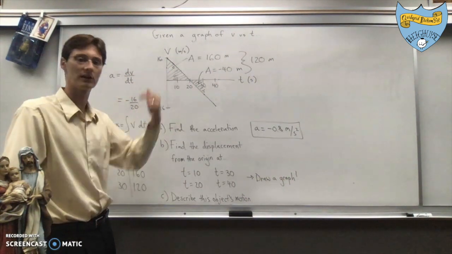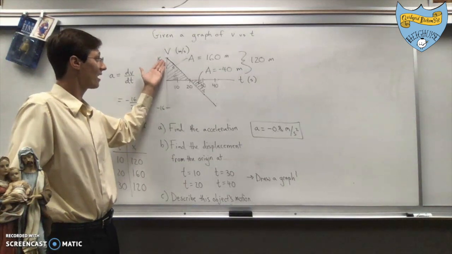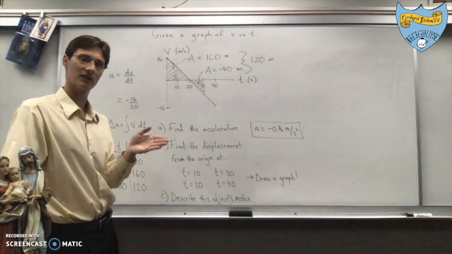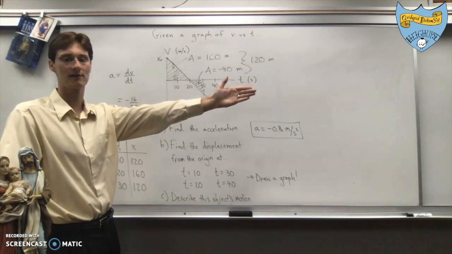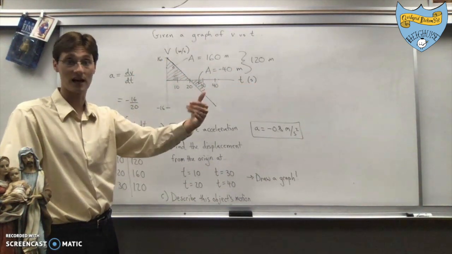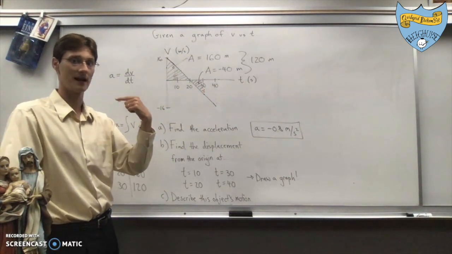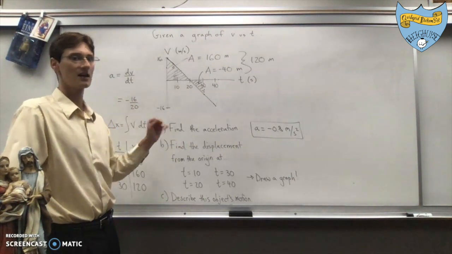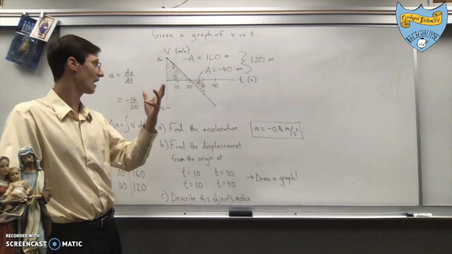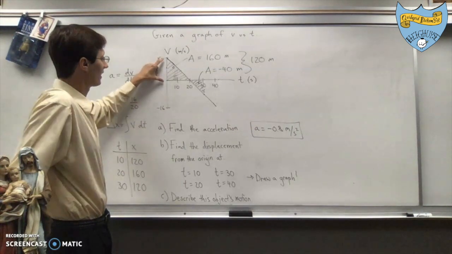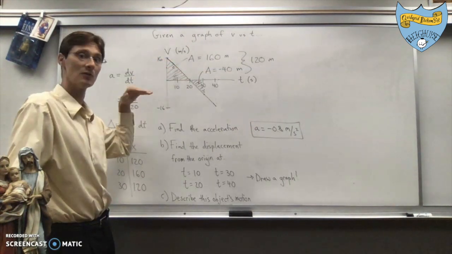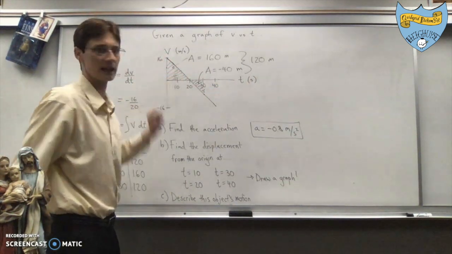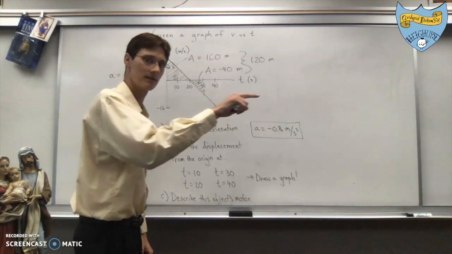Okay, describing this object's motion, signs indicate direction. Let's review a little bit. When we say that something has a positive velocity, which it has over this time interval, positive velocity means moving in the positive direction. Negative velocity means moving in the negative direction. And of course, zero velocity means that something is stationary for an instant. So if we were to describe the motion of the object, we would say that over the first 20 seconds, it's moving in the positive direction, but more and more slowly.